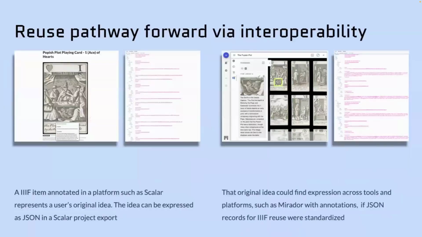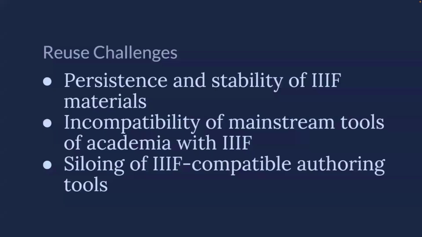We believe this workflow could be made more fluid and traceable as data if JSON records of their derivative content were standardized to enable direct transition from tool to platform without siloing, in the spirit of IIIF's core principle of interoperability. What clouds this vision?